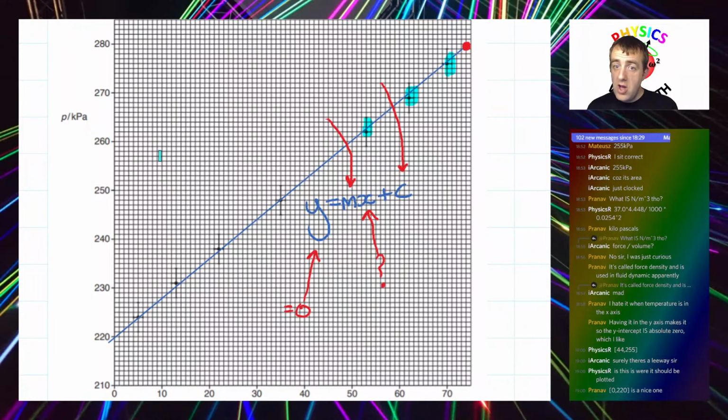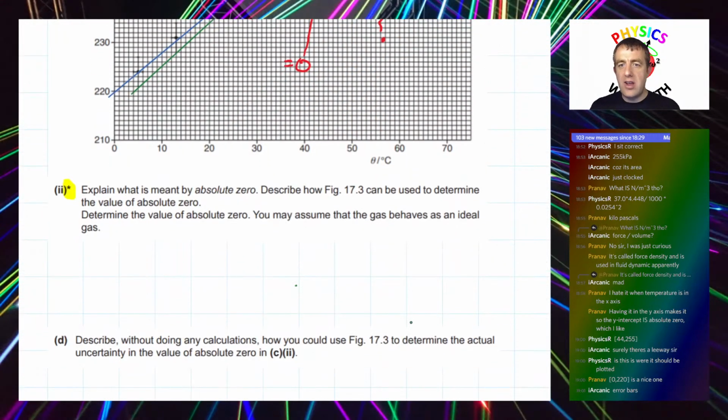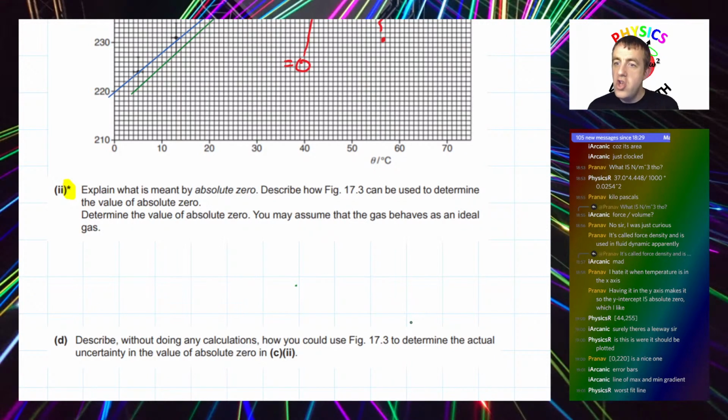So, describing, you would draw a second line of best fit, which is worse than the first line of best fit, but still just about acceptable. In other words, it has to pass through all of those error bars, but not be as good as the line of best fit. Then you can, exactly, you've got the error bars there. So then you can calculate the gradient, the intercept, and then you can use that to calculate what absolute zero is with this new worst fit line.